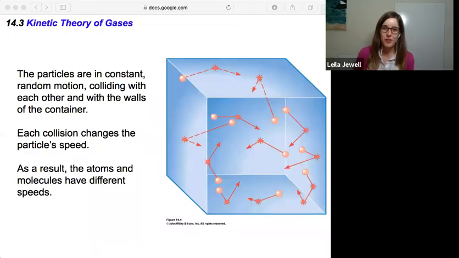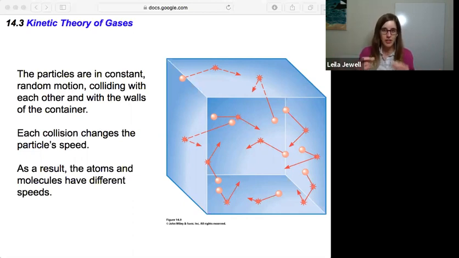Section 14.3, Kinetic Theory of Gases. So as we move into kinetic theory, we're going to shift our focus to the smaller scale, right? Up to this point, we've talked about the macroscopic properties of gas, how much pressure, volume, temperature the gas overall has. Now we're going to talk about the individual micro properties that come from the motion of the particles themselves and how those micro properties can actually lead to things like the overall pressure of the gas.